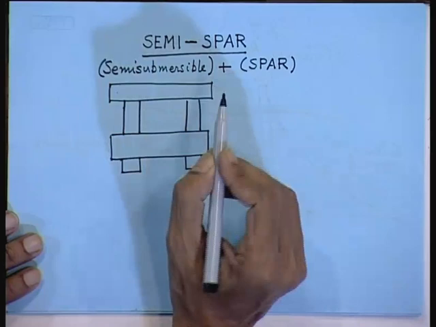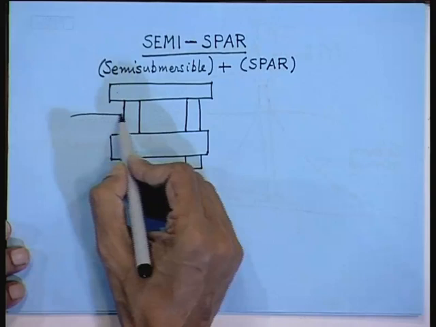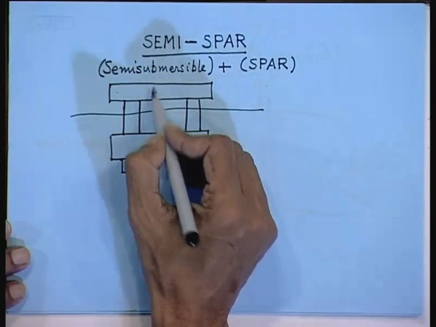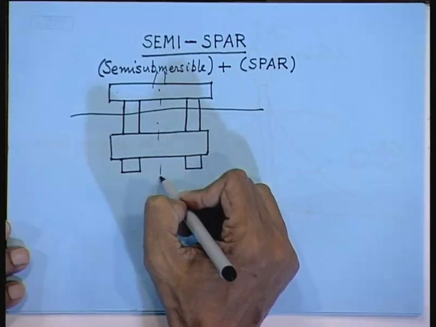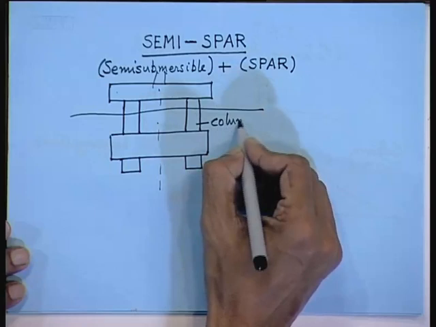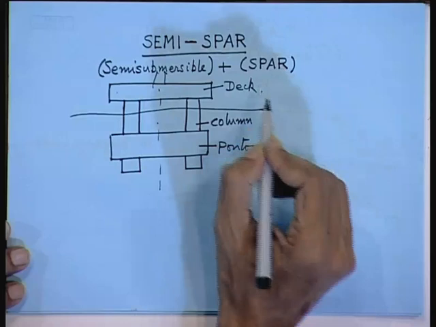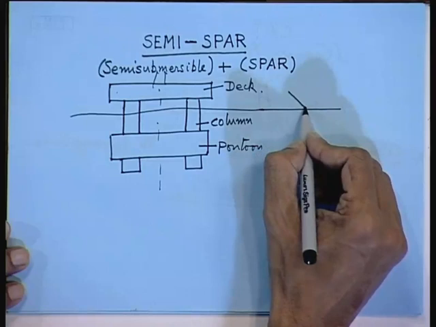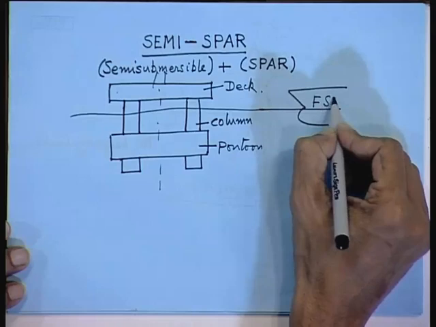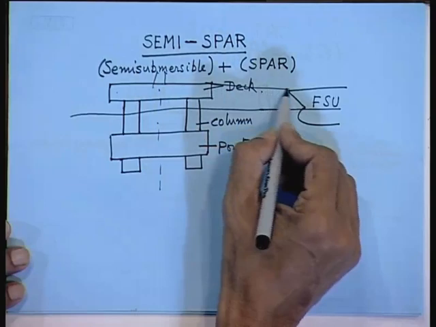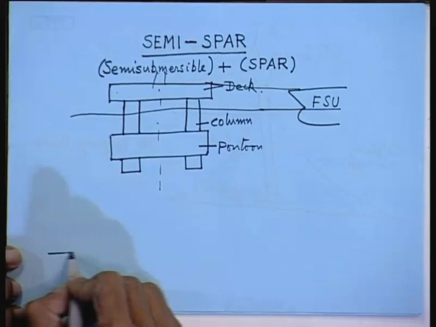Semi spars are not that common, but they are still there, and your water surface is somewhere here. So this behaves more or less like your semi submersible. You have your drilling rig, your riser will go out through this. So these are your columns, this is your pontoon, and this is your deck. Your floating storage unit is going to be located out here. So again, from here you are going to take it. So this has storage capacity in the pontoons.